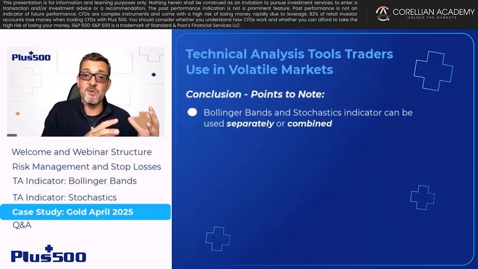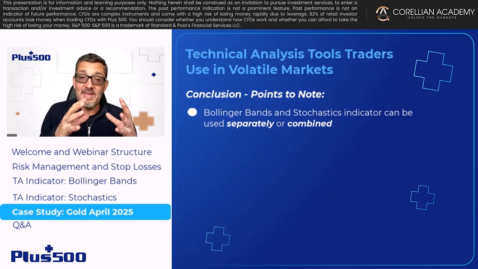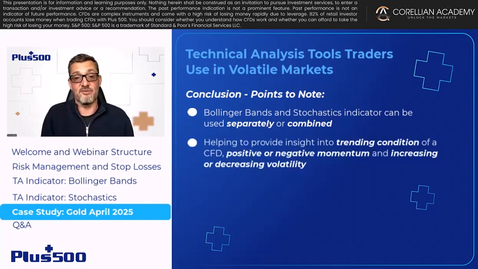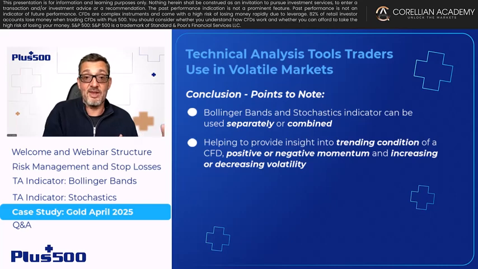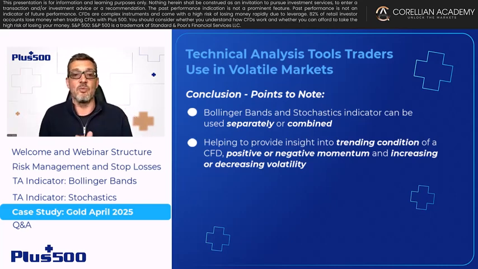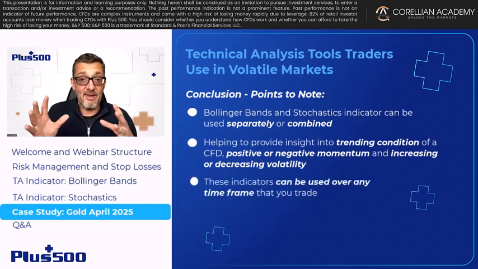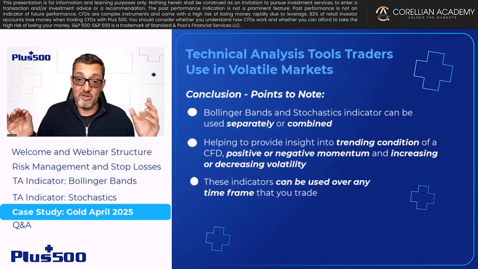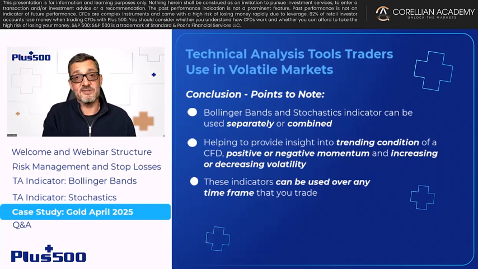In conclusion, Bollinger Bands and the stochastics indicator can be used separately or combined to provide us with a stronger insight into the trending condition of a CFD, when momentum is turning positive or negative within that trend, and when volatility is increasing within the trend, to allow us to adjust our trading strategies accordingly. Today, we've looked at both daily and now 4-hourly charts, but these indicators can be used over any time frame that you trade. The signals that I've discussed today will still be the same.